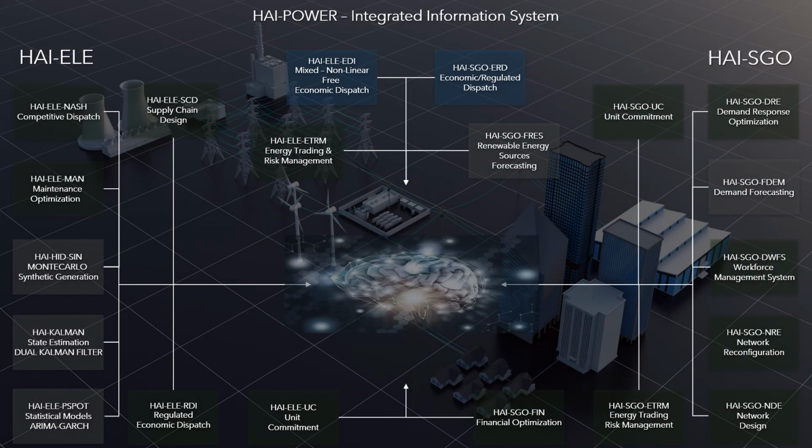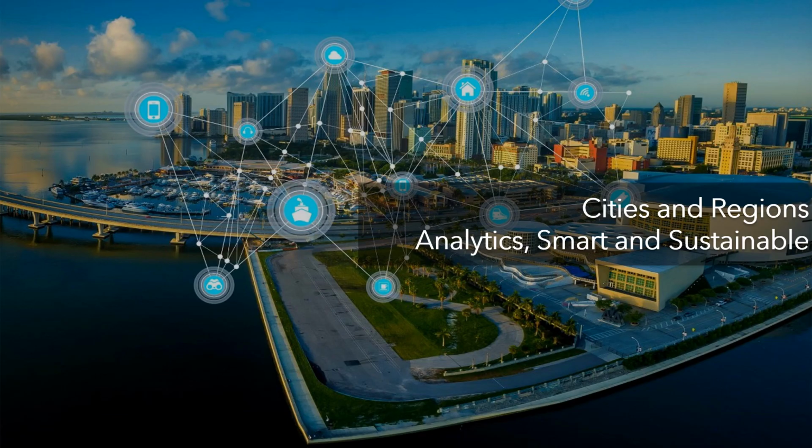HiPower and HiSGO integrate these models and information systems around a common data model, allowing models to be connected automatically through the database or through RAM memory, integrating them as an artificial hypothalamus for an electricity company of wide coverage.